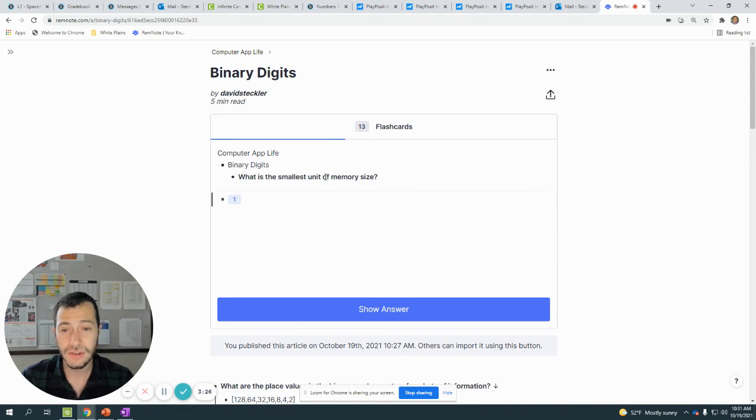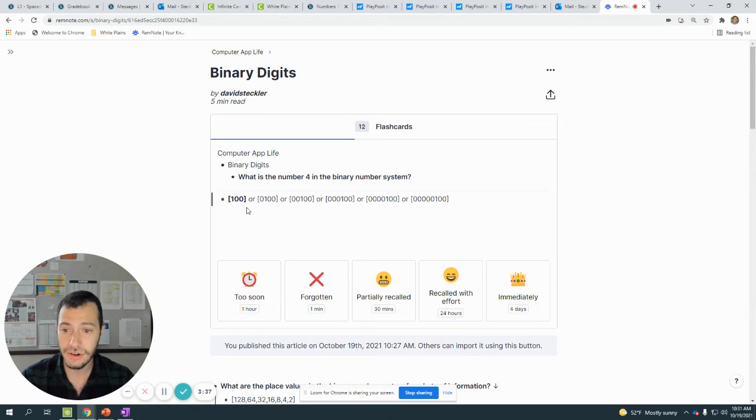What is the smallest unit of memory size? The absolute smallest is a single bit of data. The number 4 in the binary number system is going to just have the 4's place on. So that's going to be 100.